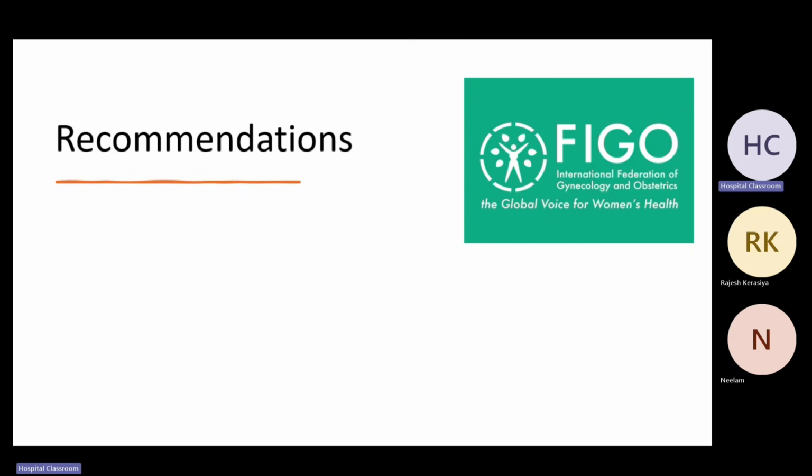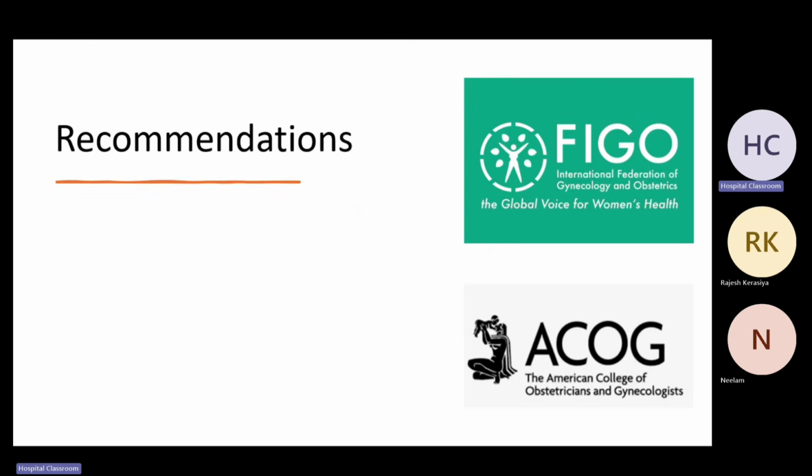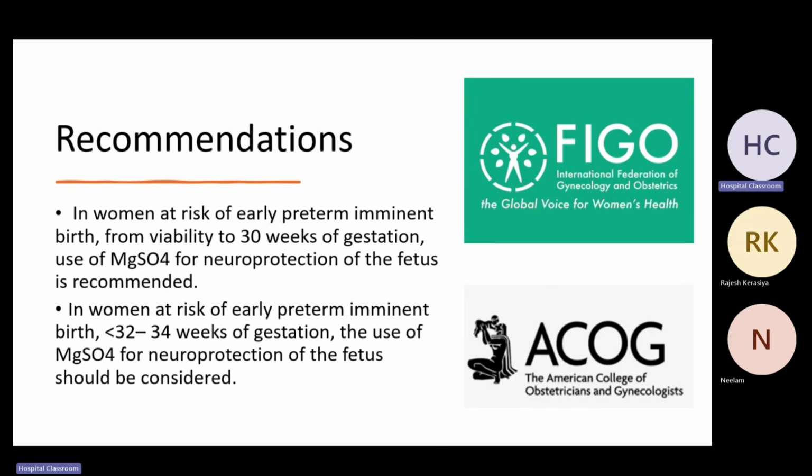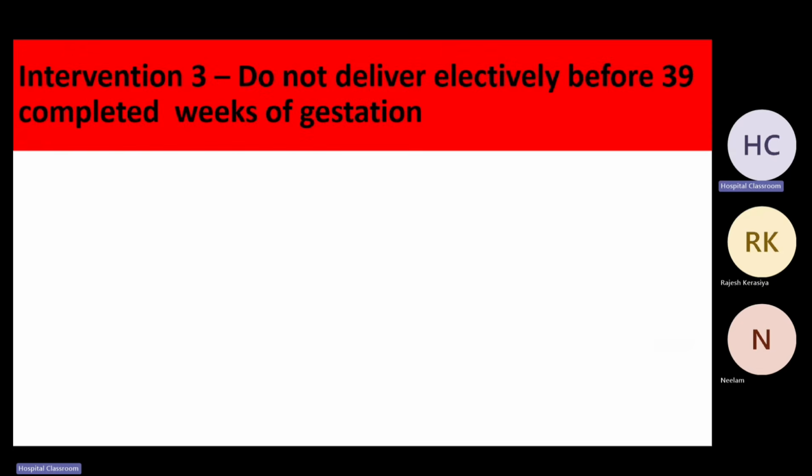So the FIGO, that is the International Federation of Obstetrics and Gynecology, and even the ACOG, they have given a very strong recommendation that if you are expecting a delivery before 30 weeks of gestation, magnesium sulfate has to be given. Between 32 to 34 weeks, it should be considered. Okay, so less than 30 weeks, it is definitely mandatory to be given. Between 30 to 34 weeks, they can consider the use of magnesium sulfate.